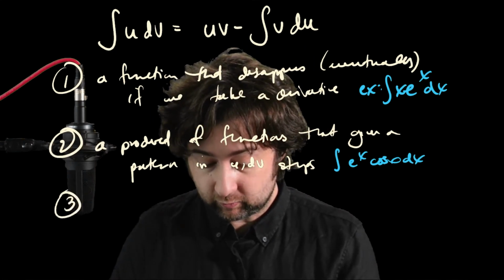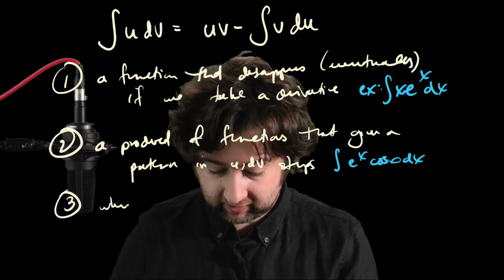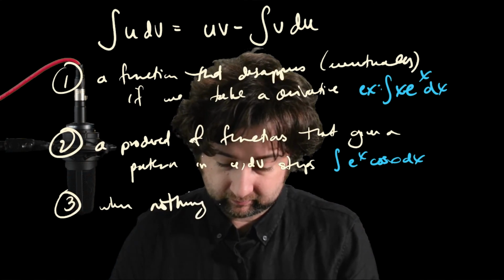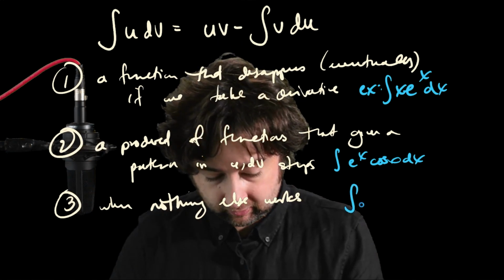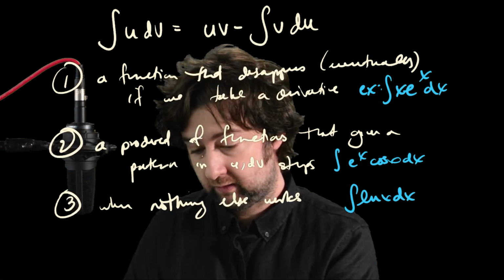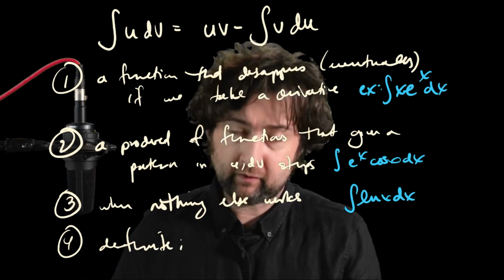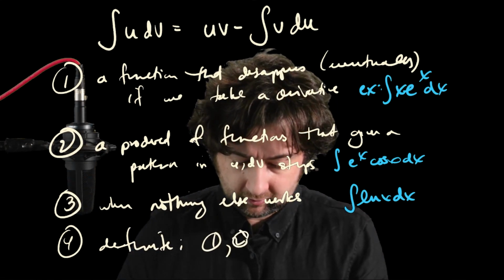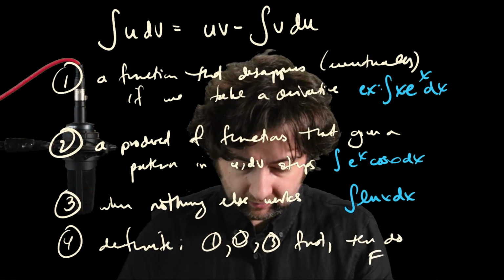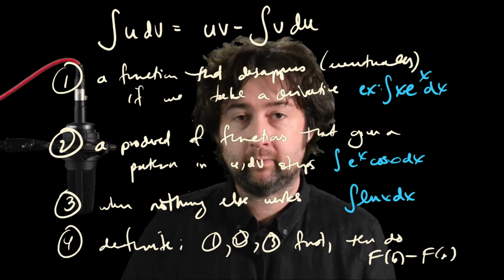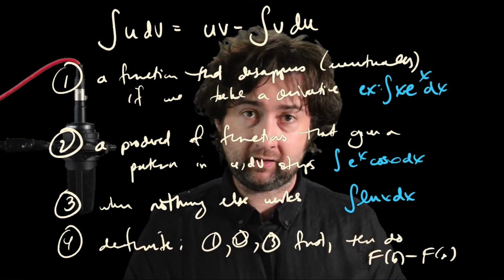The third case is weird ones, trick cases, like the natural log of x. So the third case is when nothing else works. So there is the example, the integral of the natural log of x dx. And the fourth case was just definite integrals. And to do definite integrals, you just do 1, 2, or 3 first, and then do f of b minus f of a.